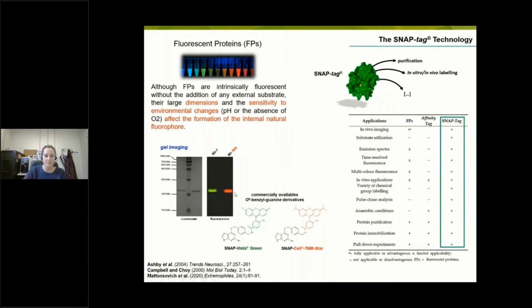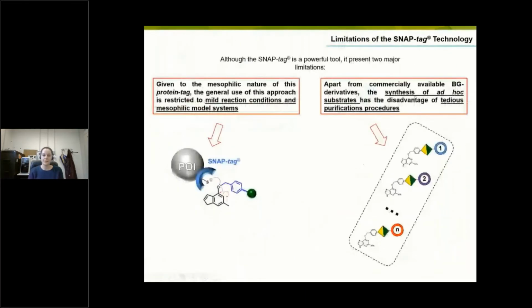In fact, as you can see here, in gel imaging analysis, we use different fluorophores and different substrates also for the in vitro study, so after SDS gel. So the SNAP tag is not only limited to in vivo labeling, but also in vitro, and can be used also for purification procedures and for other applications. But although the SNAP tag is such a powerful technique, it presents also two major limitations.